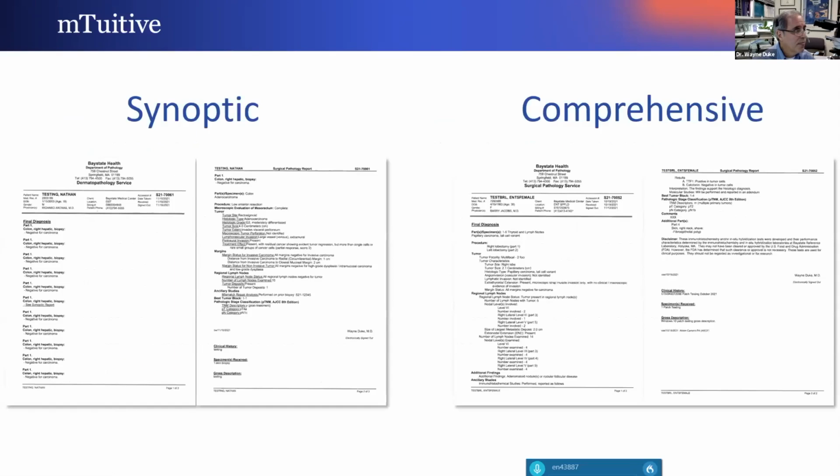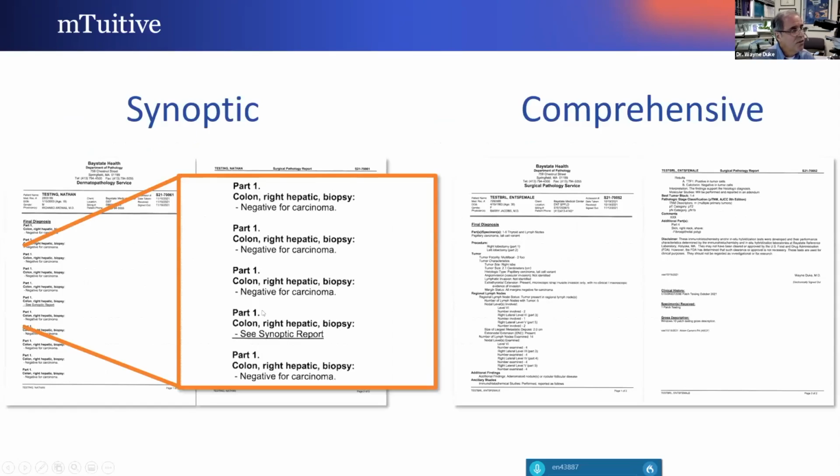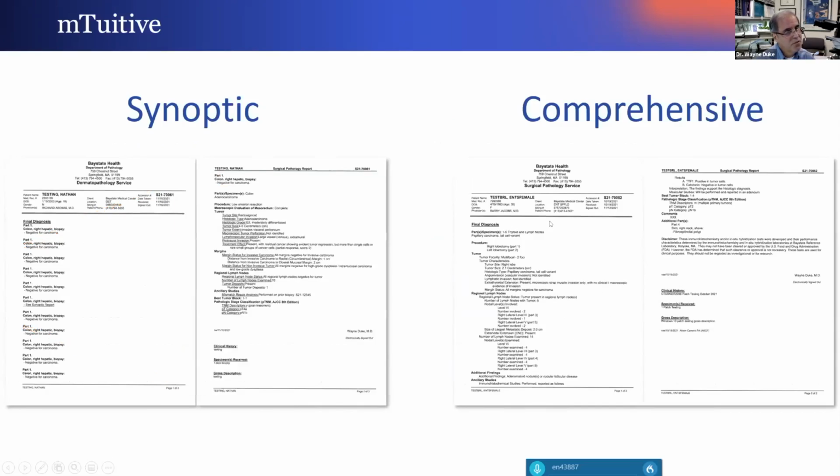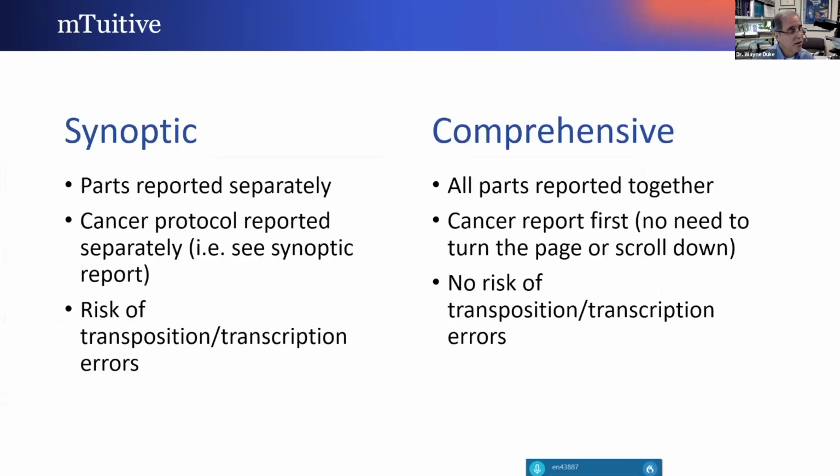What I mean is this, if we go back, here in these different parts, the data is not integrated into the full cancer report. So there can be an error here that's positive or negative, but it's not incorporated automatically into a comprehensive report. Hence, the pathologist has to amend the report, and pathologists hate to amend reports. So by creating a comprehensive report where all of the data is merely in one field, there's no risk of this transposition or transcription error. So I want to just show a couple of examples of what we've created with mTuitive, what I call our comprehensive reports.